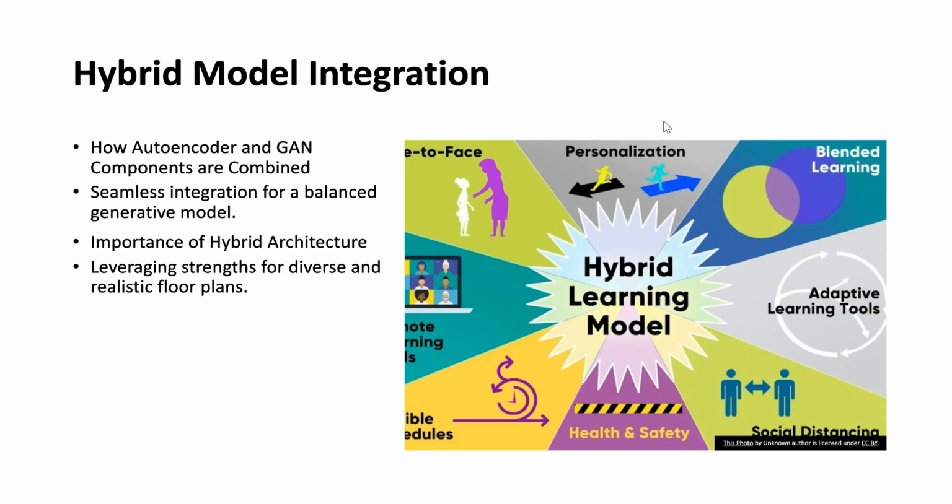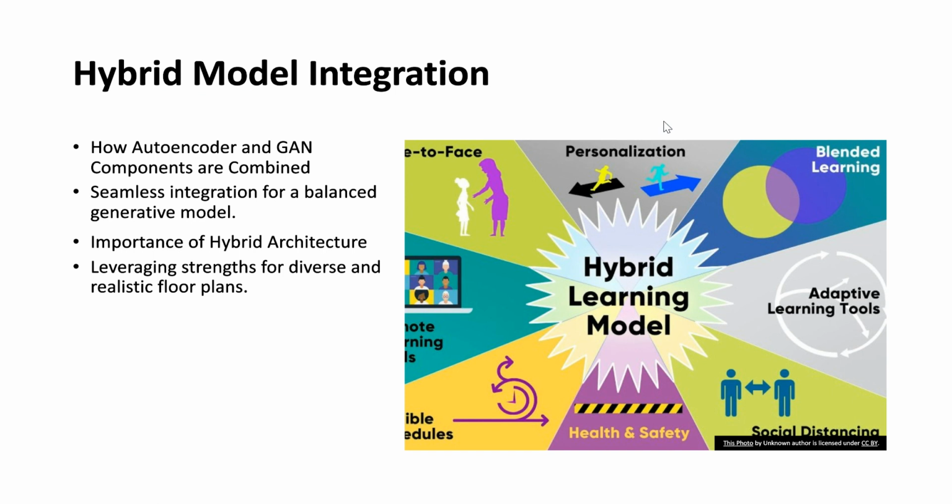Now that we have covered the individual components of our model, the autoencoder and the GAN, let's talk about how these two powerhouses come together in a seamless dance, forming the backbone of our hybrid approach. Integration of autoencoder and GAN. The autoencoder and GAN work in tandem to create a holistic model. We have strategically connected the autoencoder to the generator of the GAN. This integration is pivotal because it allows the autoencoder to feed its learned features directly into the GAN's creative process.